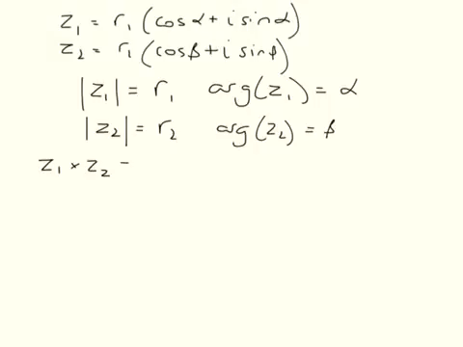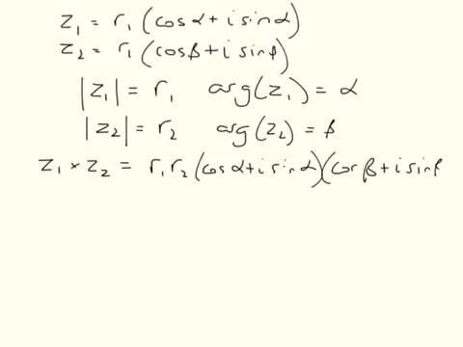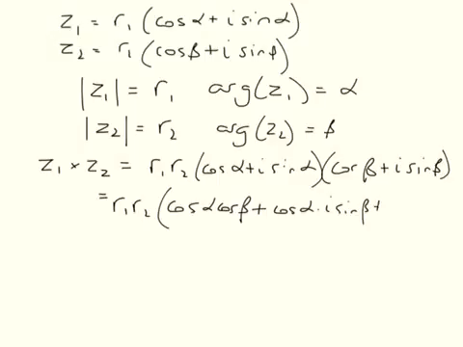and the argument. So multiplying those two numbers together, the r's multiply together, but so do the two brackets. So I need to multiply cos alpha plus i sine alpha and cos beta plus i sine beta together. Leaving the r's out the front, I end up with the first two, the outer two, the inner two, and the last two.